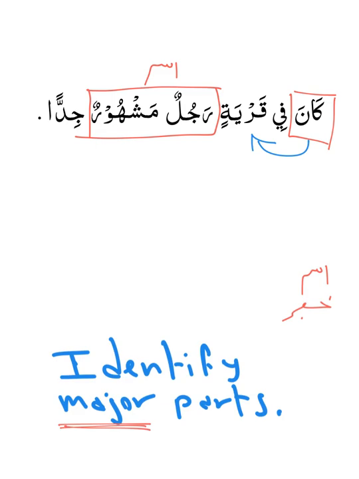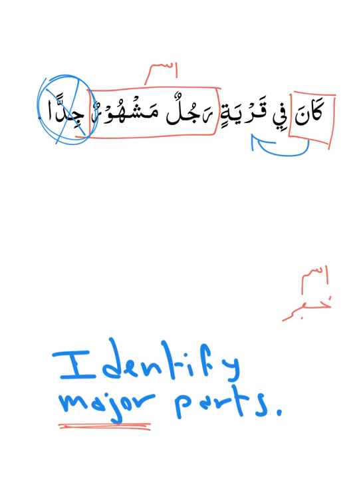Now the second question is, where's the khabar? Naturally, you might think that jiddan is the khabar, but it's not. The way you can find out is, let's just remove jiddan, pretend it's not there, and see if the sentence will make sense. كان في قرية رجل مشهور, and it does make sense. So when you are analyzing, you also need to look at the translation at the same time. That's why in step 3, we look at the individual meanings of the words.